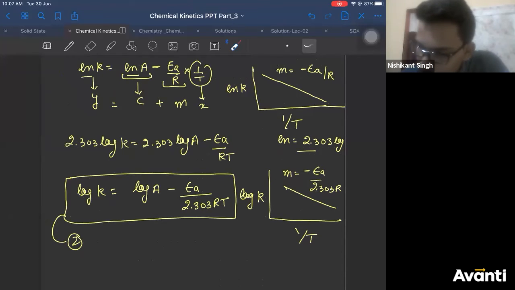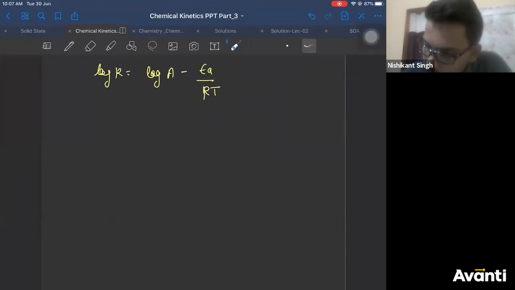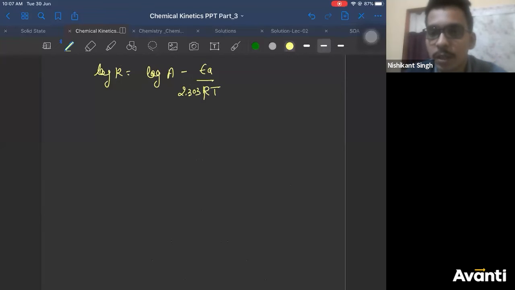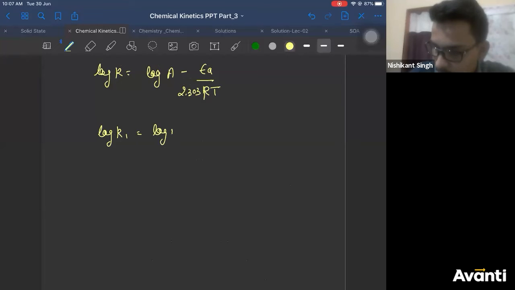I have missed 2.303. Yes, correct. There will be a 2.303 here. Now, when you consider this equation, you can make two temperature dependencies. Let us say at T1 temperature, it will be EA by 2.303 RT1.